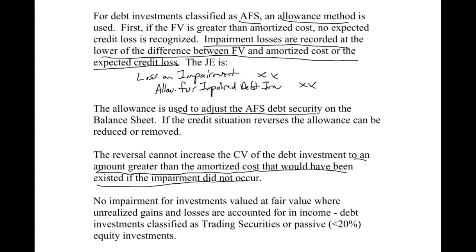There is no impairment for investments valued at fair value, where the unrealized gains and losses are accounted for in income, and those are our debt investments that were classified as trading securities. All of our unrealized gains and losses went to net income, and then our passive equity investments, remember, we did the fair value method accounting for those.